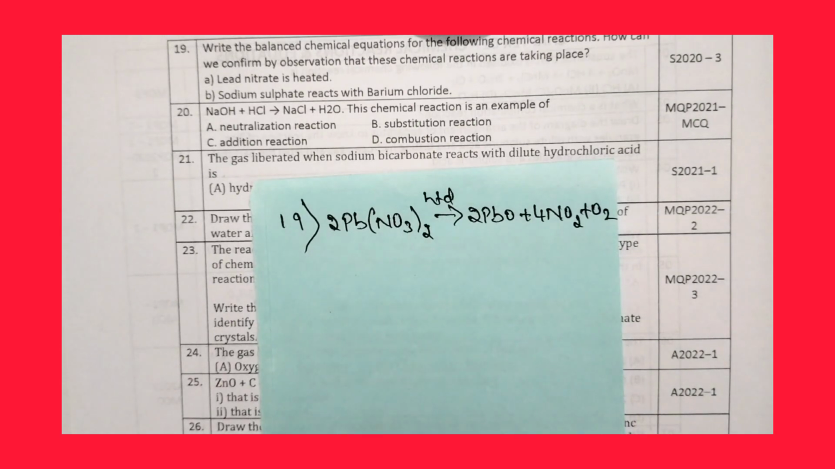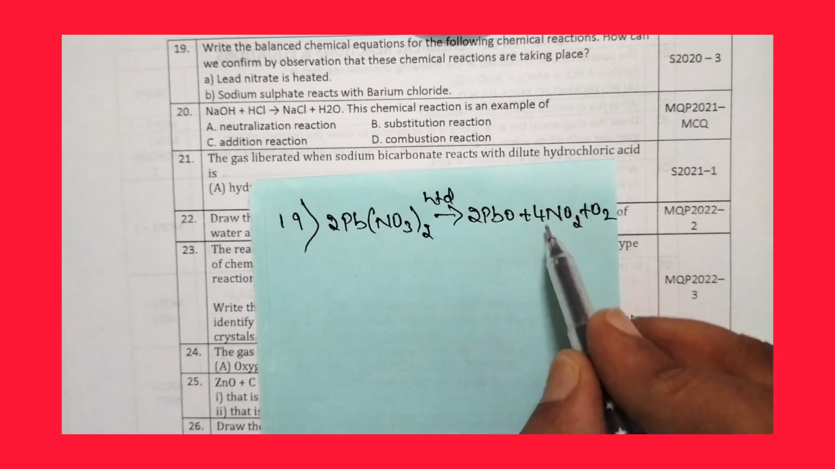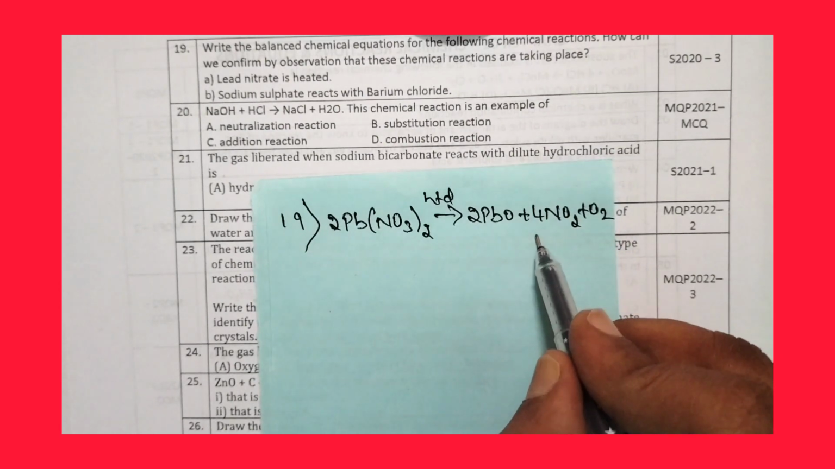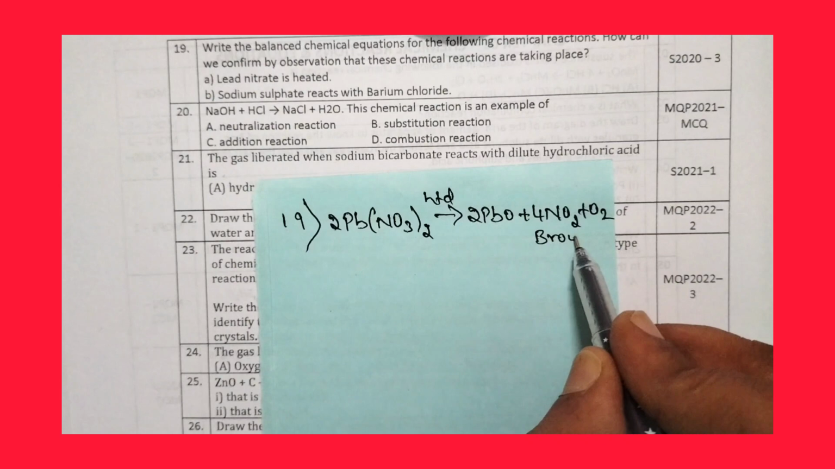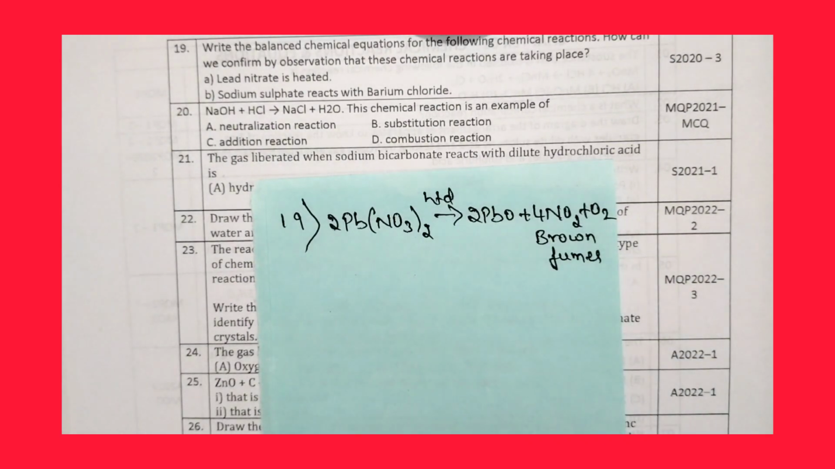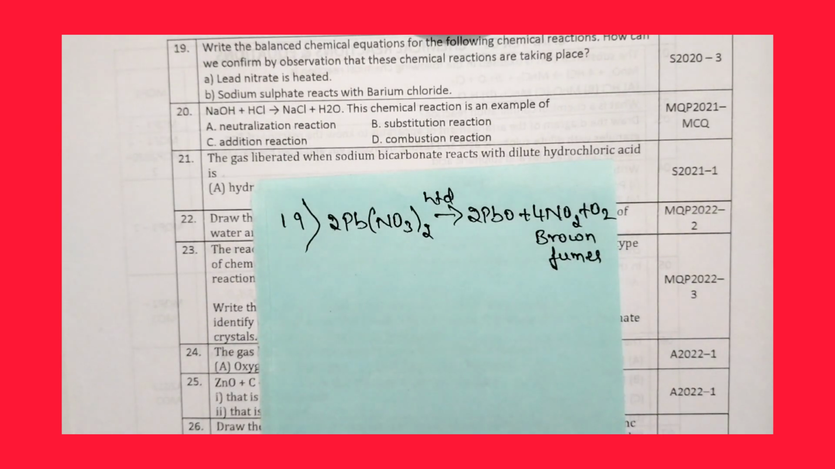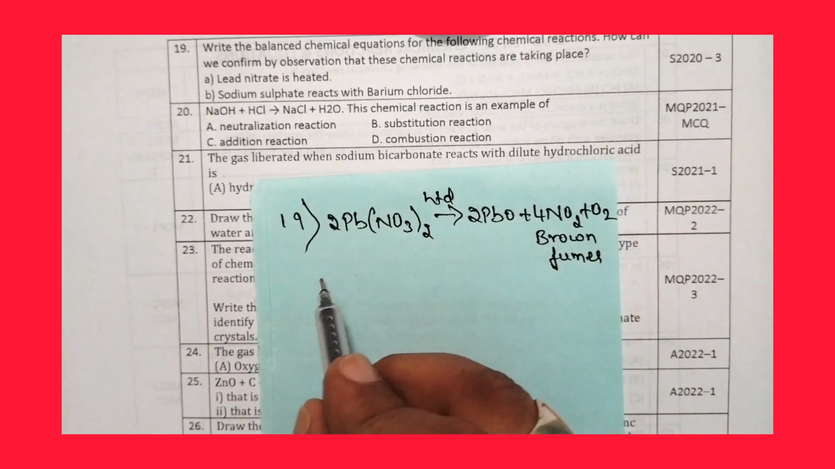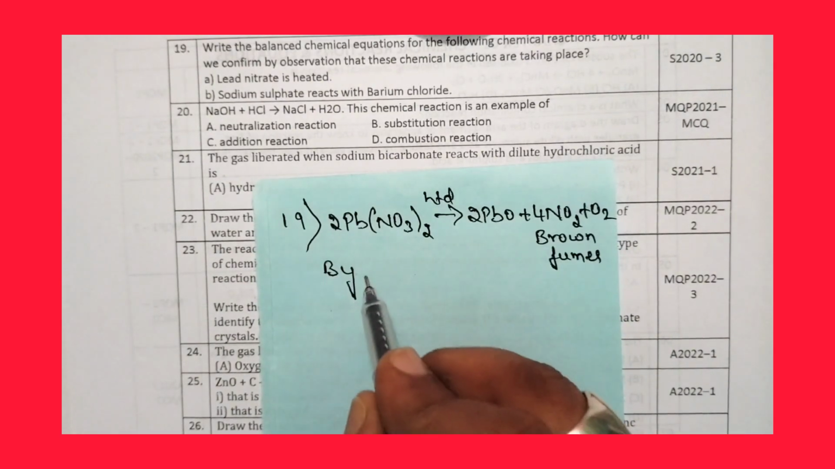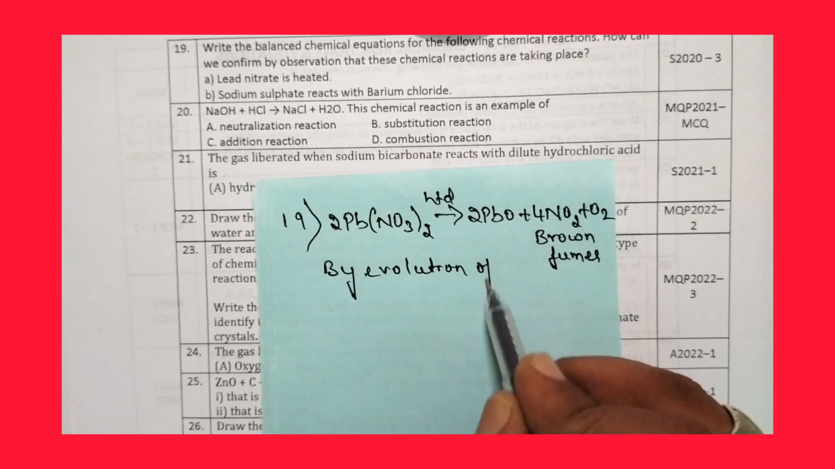How do we know this reaction has taken place? By the evolution of gas. Here a gas is being released, and that gas is nitrogen dioxide, which is a brown fume. Brown fumes are released. So the evolution of gas indicates that there is a chemical reaction. How did we know a chemical reaction is happening? By evolution of gas.